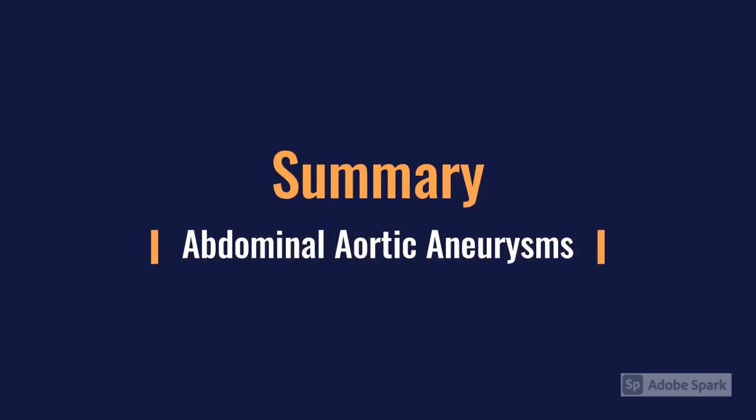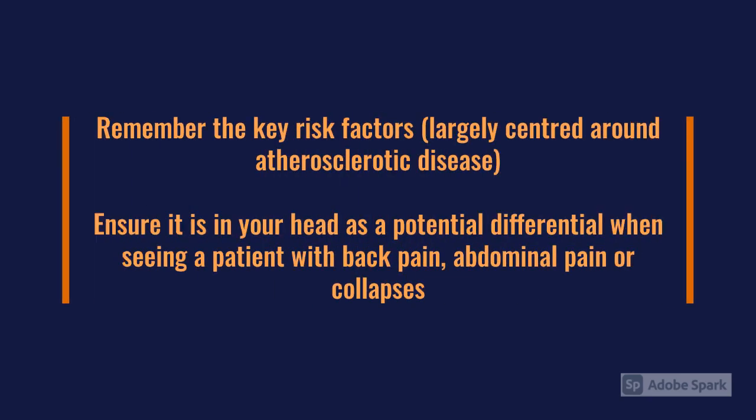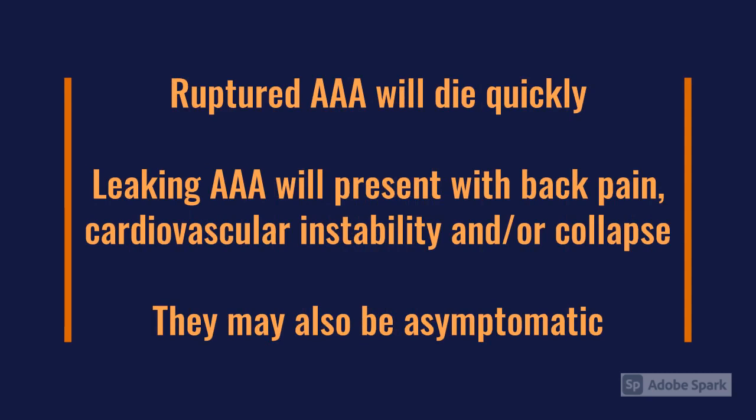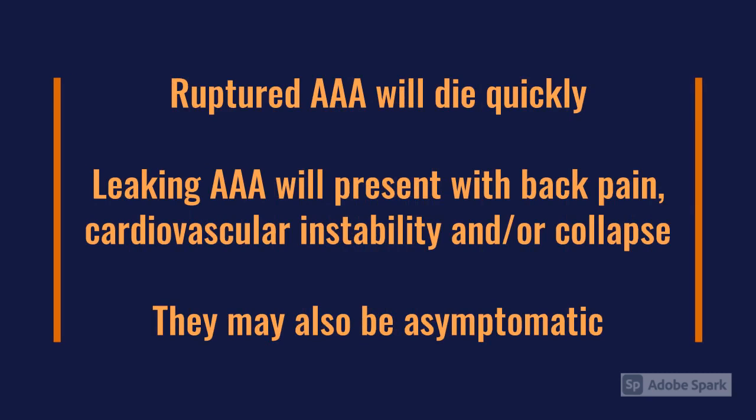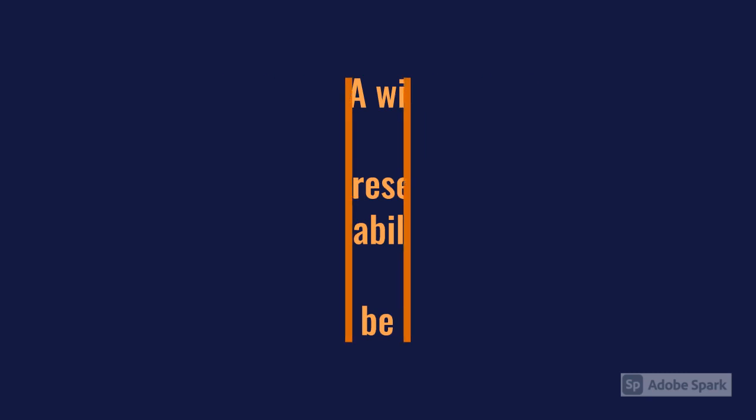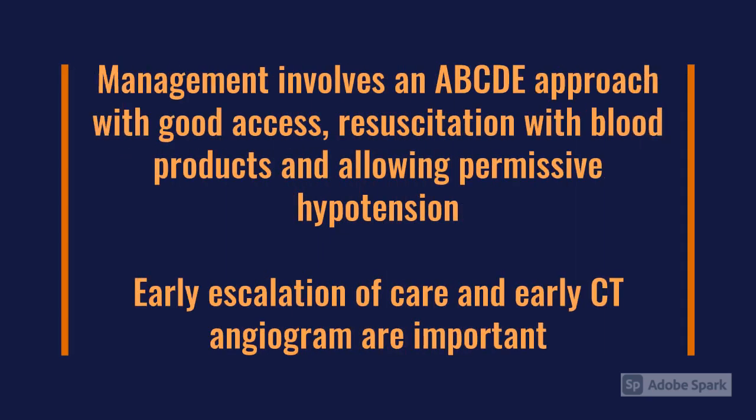So that's in terms of AAA. Key things to recognise are risk factors, and just to have it in your head as a differential. If it's not in your head as a differential, then it won't be there as a preferred diagnosis at the end. They can present as ruptured, which you will very rarely see because these individuals will be RIP prior to attending the emergency department or even the emergency services. Leaking or asymptomatic. Management is, as with many hemorrhages, to replace what is being lost: ABCDE, oxygen, fluids, which are predominantly blood products, and permissive hypotension, followed by very, very rapid escalation.